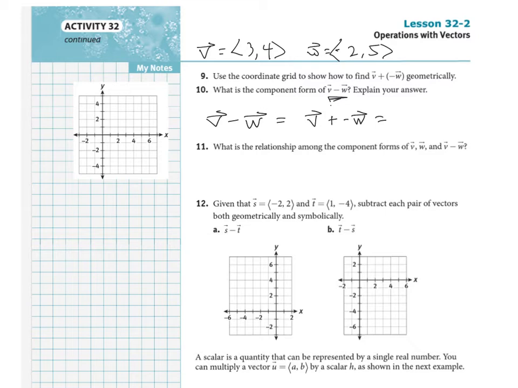So for vector v, we're going to go over 3 and up 4. Connect that to 0, 0. So there's vector v. Remember, we go tip to tail. So where that one ended, which is the point 3, 4, we're going to start the next one. But we want to do the opposite of vector w. So the opposite of vector w, if you recall, if we need to go through it again, is 2, negative 5. So from this point right here, we're going to go right 2 and down 5. And that puts us right here.